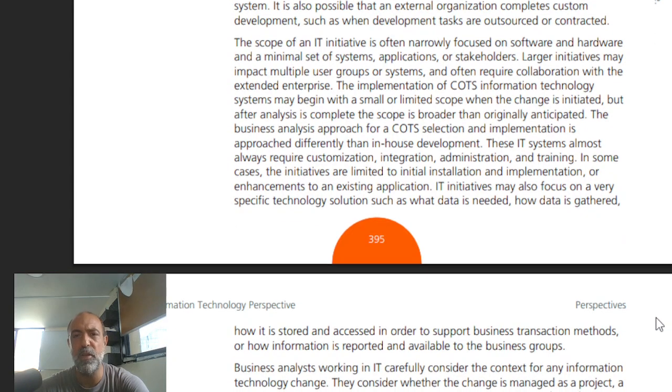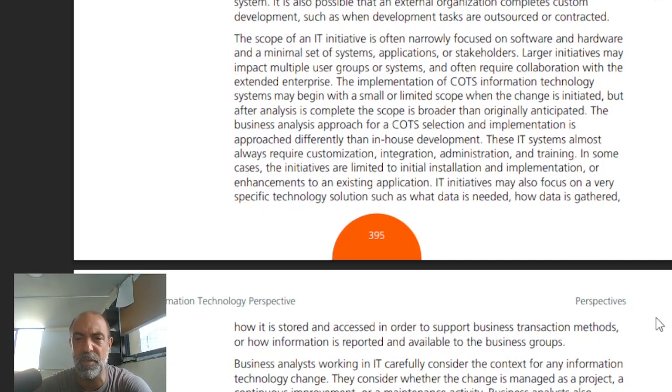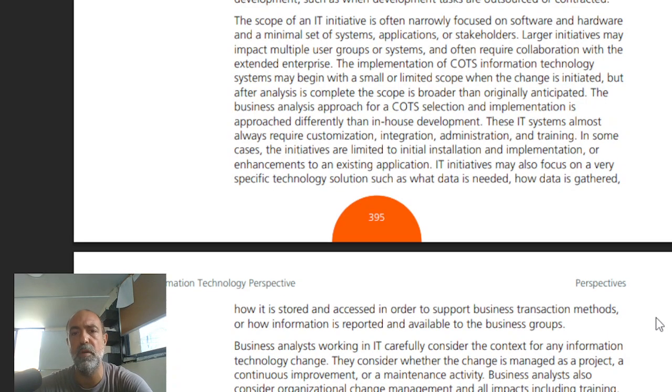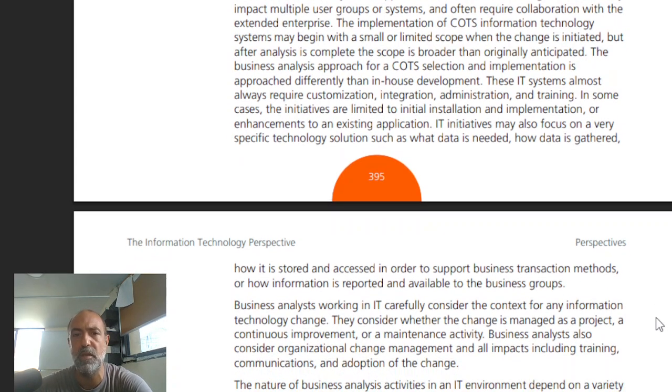The scope of an IT initiative is often narrowly focused on software, hardware, and a minimal set of systems, applications, or stakeholders. Larger initiatives may impact multiple user groups or systems. So normally IT is kind of like limited, but ultimately it impacts a lot of users. Implementation of an information technology system may begin with a small limited scope when the change is initiated, but after analysis is complete, the scope is broader than originally anticipated.